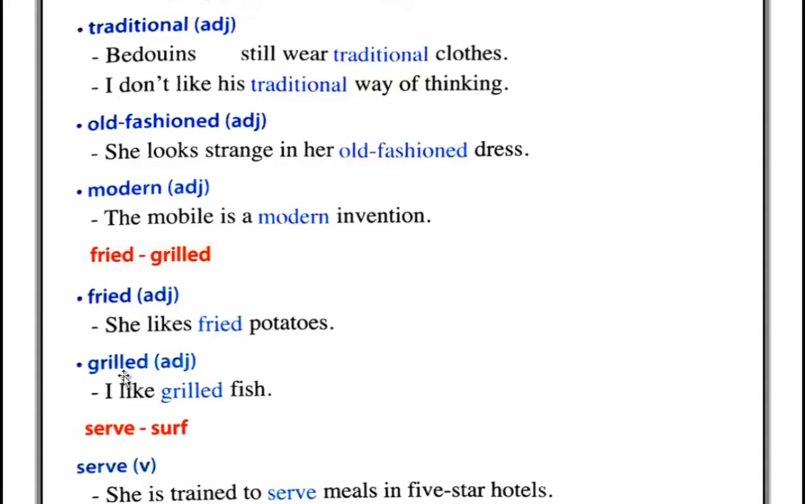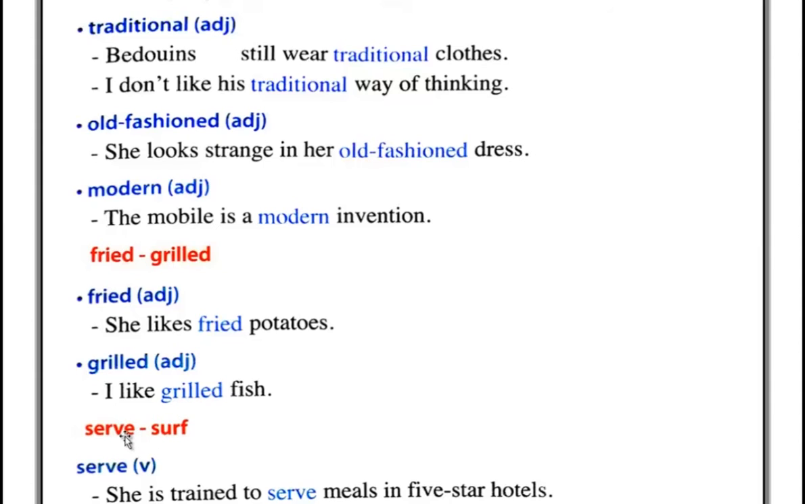Fried and grilled. Fried means cooked in hot oil. She likes fried potatoes. As for grilled, it is food cooked over or under a very strong heat. Grilled food is cooked over or under a very strong heat. I like grilled fish. This one is in hot oil, and this one is over or under a very strong heat. This is the meaning of grill.